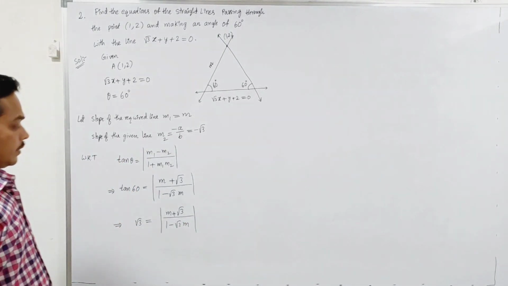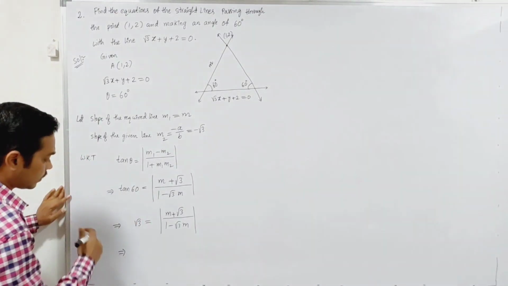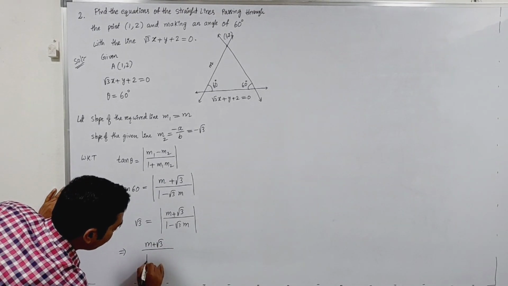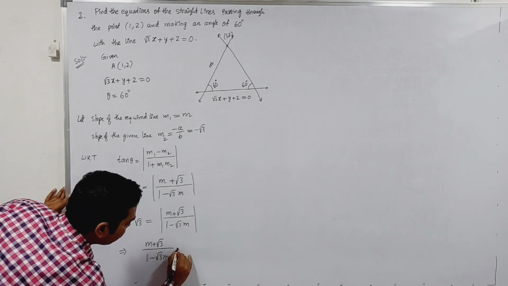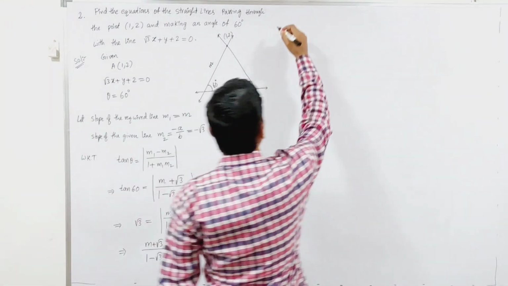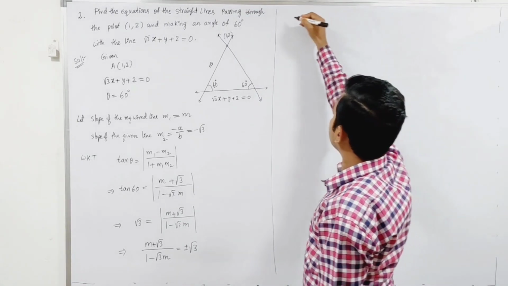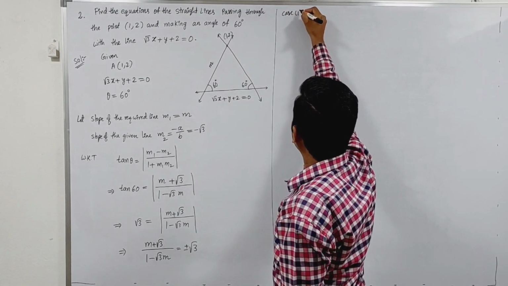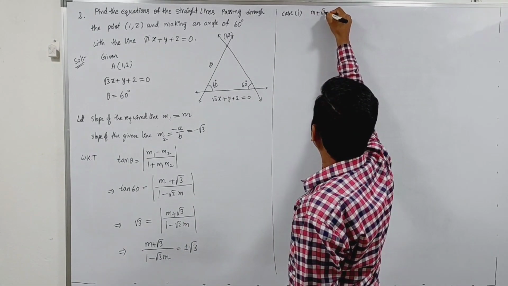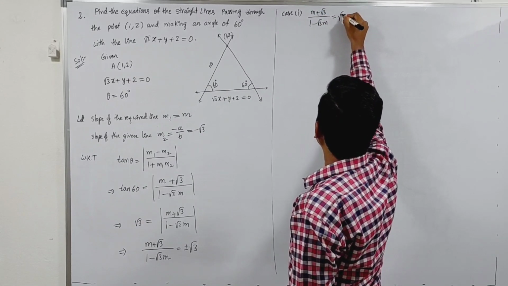Now remove the modulus. Removing the modulus means applying plus or minus to the right side. So (m plus root 3) by (1 minus root 3 m) is equal to plus or minus root 3. Now take the first case and second case, the plus case and the minus case, and we get the m values. In case 1, take the positive case, that is (m plus root 3) by (1 minus root 3 m) is equal to plus root 3.